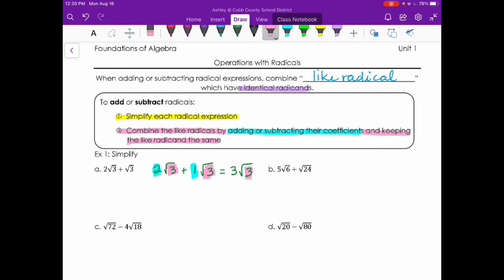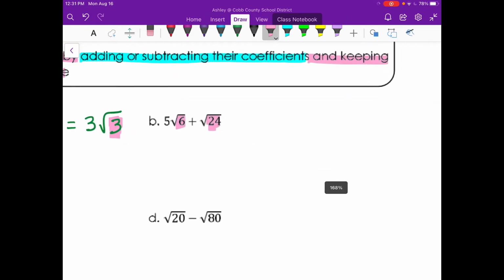That's fairly simple. Let's look at example B. If I look at the radicals here, they do not match. I have a radical 6 and a radical 24. And the radical 24 can be simplified. We could bring a perfect square out of that expression. So let's look a little more closely at that. So we want to simplify radical 24 by bringing out a perfect square factor.